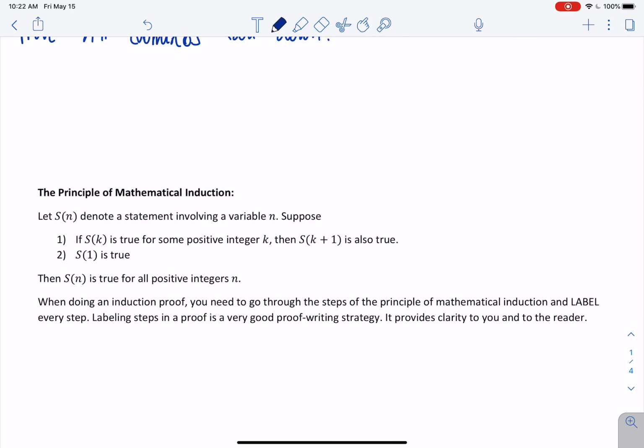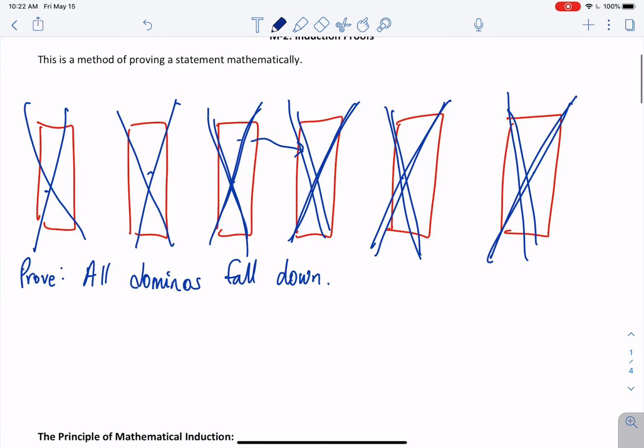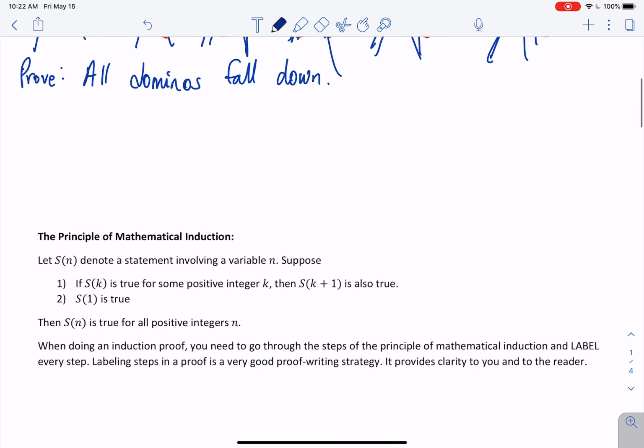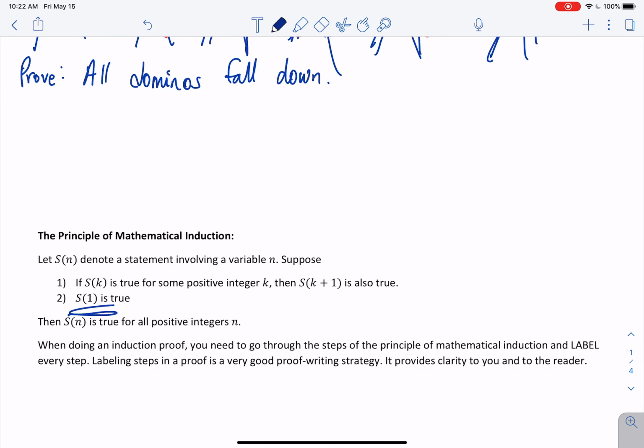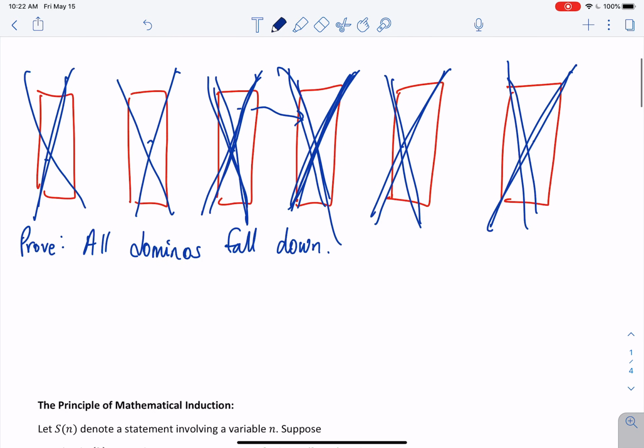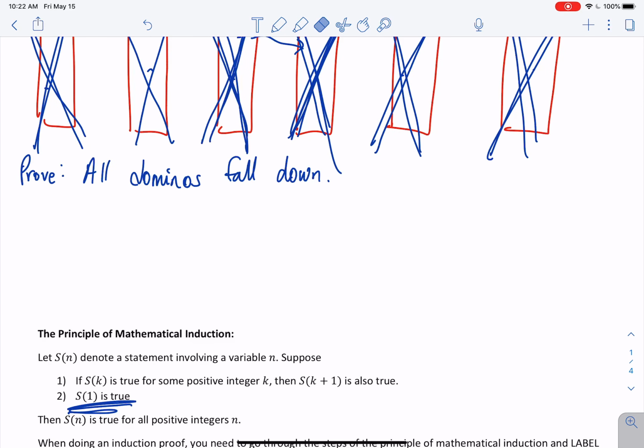And it says that if S of k is true for some positive integer k, so if some statement is true for some number, then the next one, k plus 1, is also true. So that's what we did here. If the one domino falls, the next one also falls. And then the first thing is true. The first domino falls. Usually you see these conditions written the other way around, but I find it easier to think about the logic in this order instead.